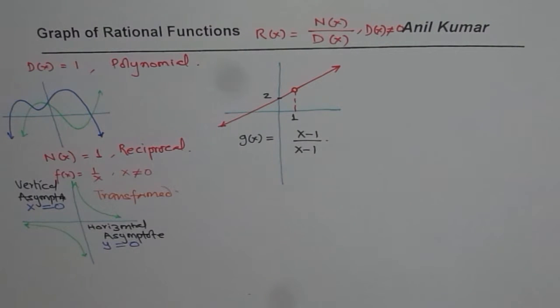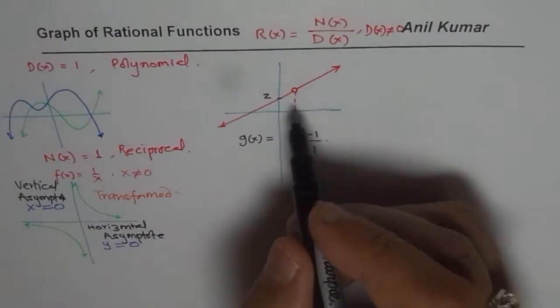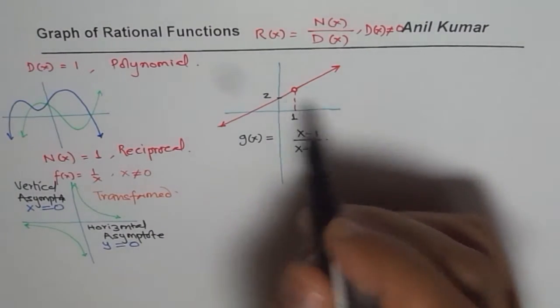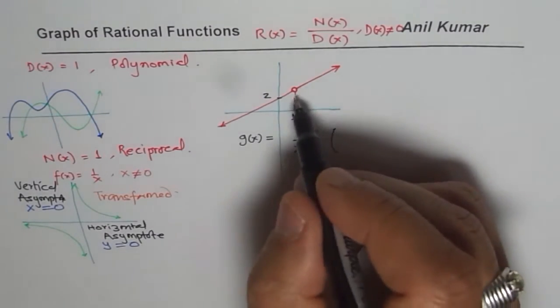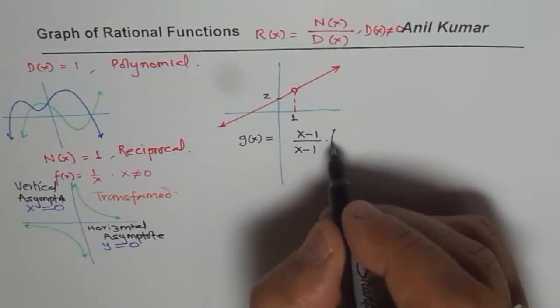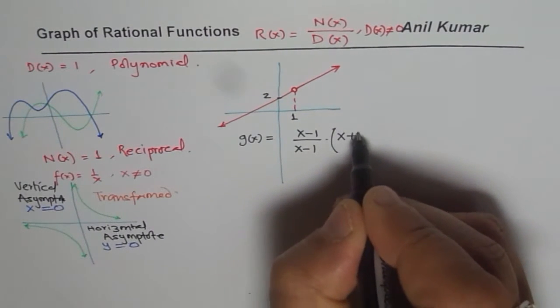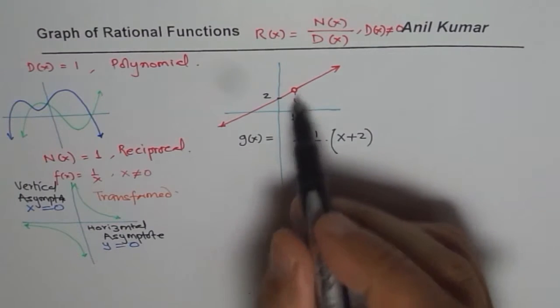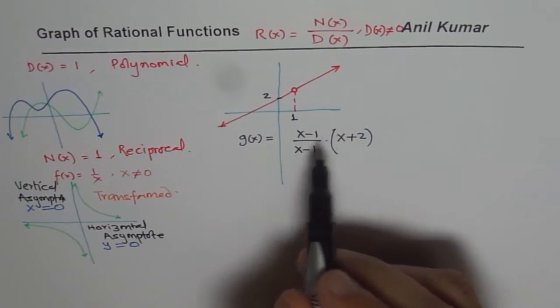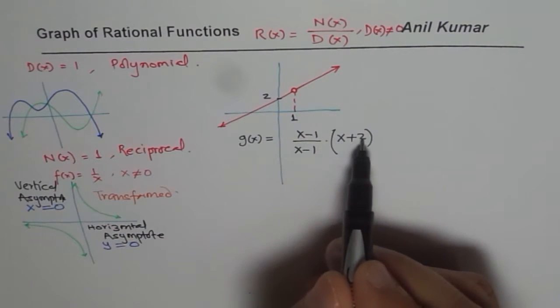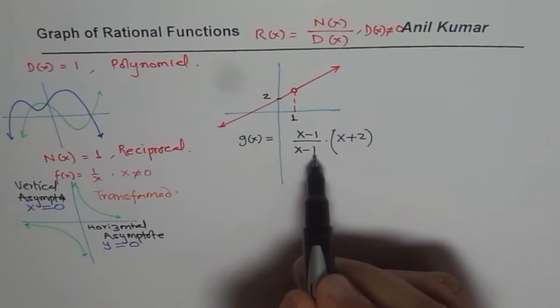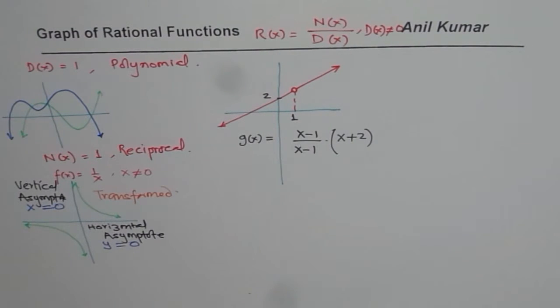What remains is the line. So what remains is this line with y-intercept of 2, right? And slope, let's assume 1 for simplicity. So we'll say x plus 2. So that becomes an equation of this rational function. So it is x minus 1 times x plus 2 divided by x minus 1. Now this video also helps you to correlate the graph with the equation.